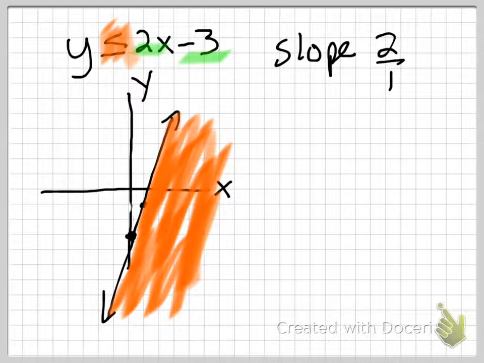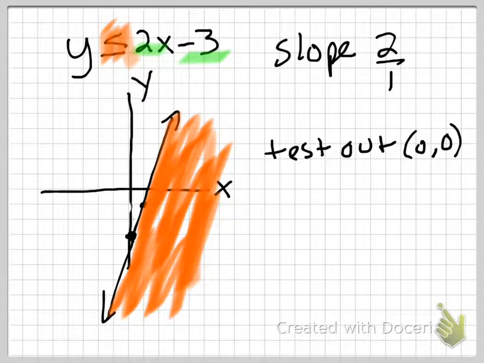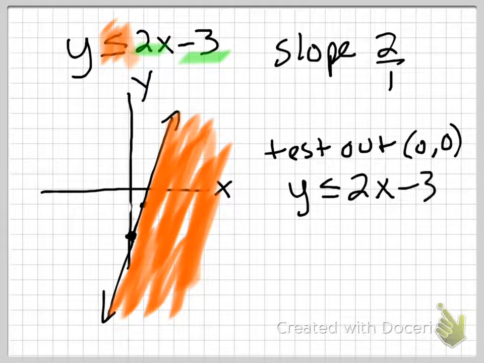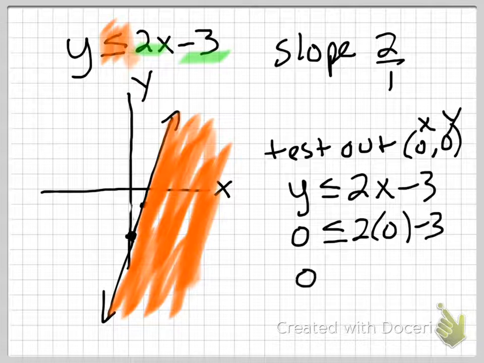Now, another way that you can figure out the direction of shading is you can also test out the point 0, 0. Basically, in your inequality, we plug in 0 for x and 0 for y. 0 is less than 2 times 0 minus 3. 0 is less than, in this case that would give me -3. You test out that inequality, and if it's true, you're going to shade towards 0, 0 on my graph.